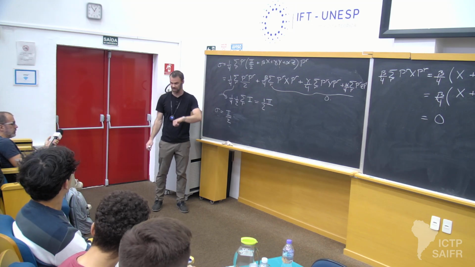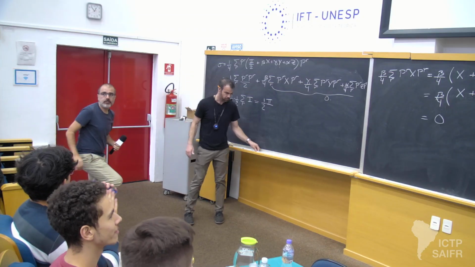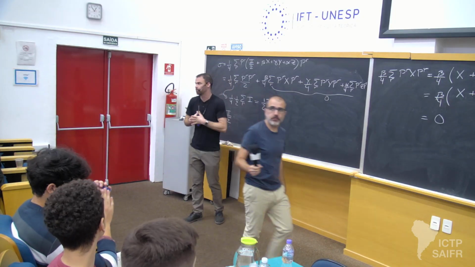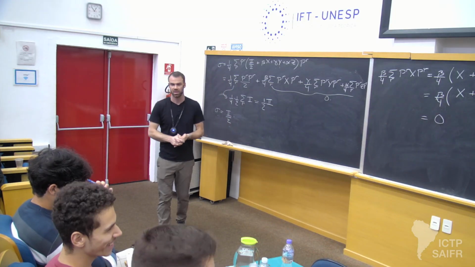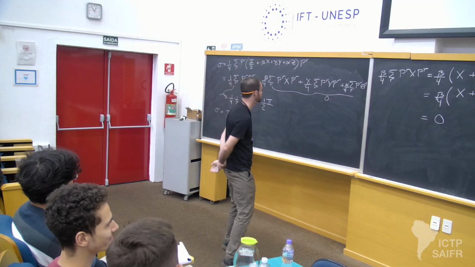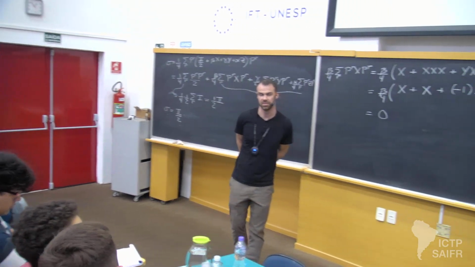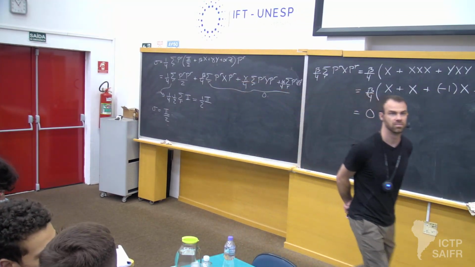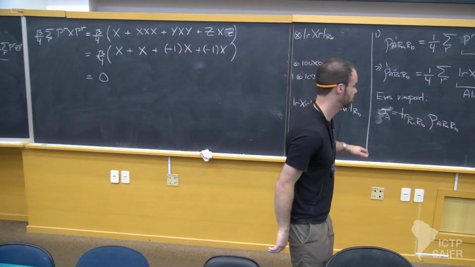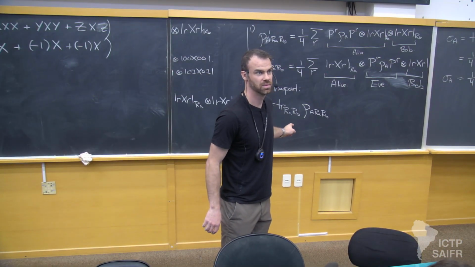I can take a few questions. Why can we write what Eve sees like that? Like, what does the trace there mean physically?